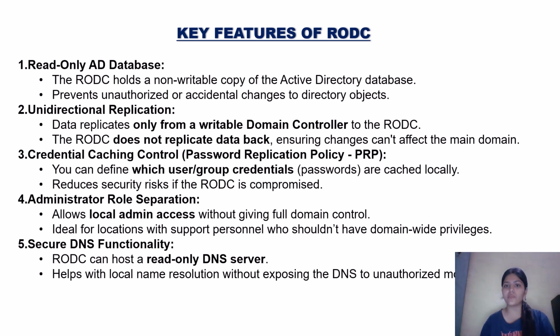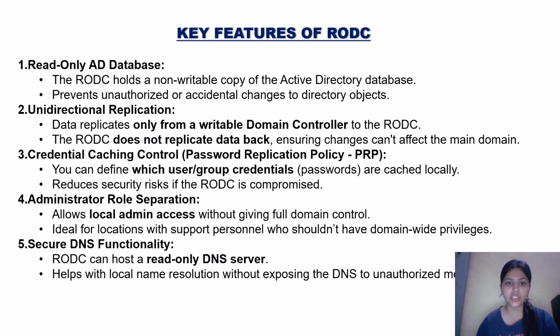These are some of the key features of RODC. Let's go through them one by one. First is read-only AD database. It holds only a non-writable, read-only copy of the Active Directory database so that we can prevent accidental or unauthorized changes to the directory objects like the main domain. Second is unidirectional replication. The data can be replicated from the writable domain controller, but we cannot replicate it back to the writable domain controller, so that we can ensure that changes cannot affect the main domain.